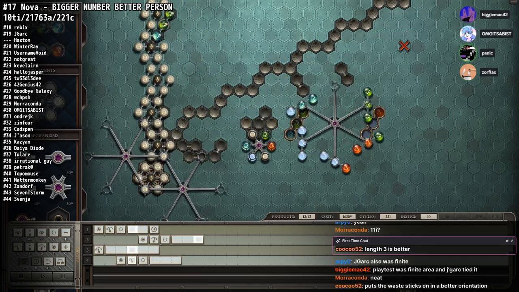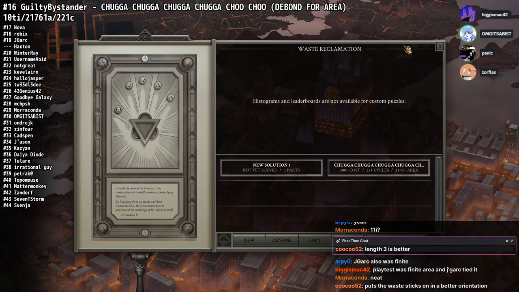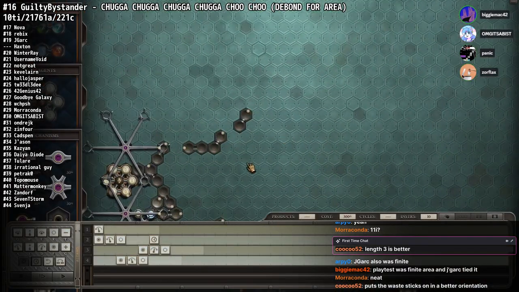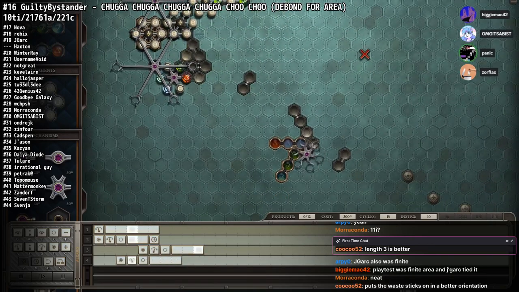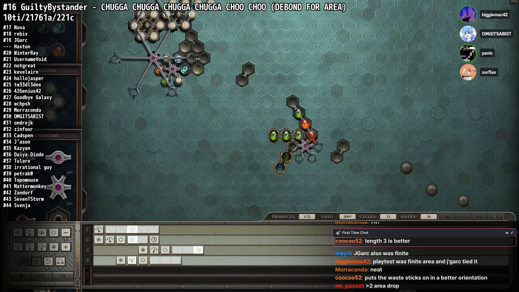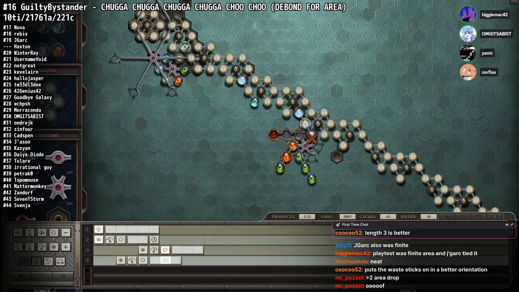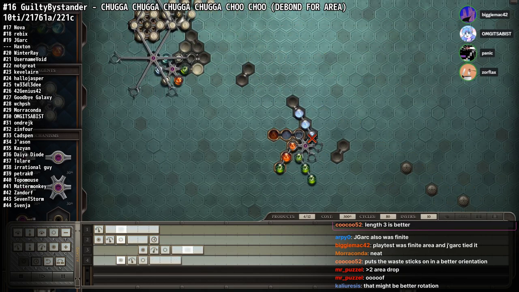Alright, am I reading this right? Two area drop? Does this beat my area? Someone else can tell me where this saves two area. I guess it's because of this delivery mechanism. The hex arm is a delivery mechanism, and it cuts off the end.